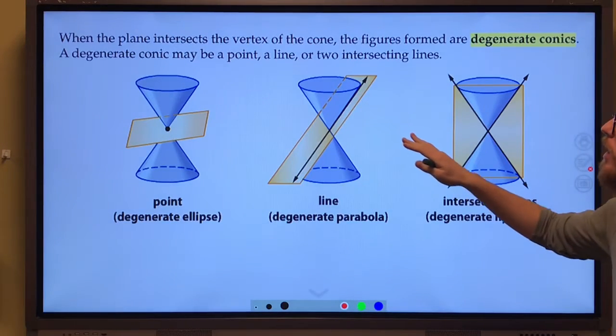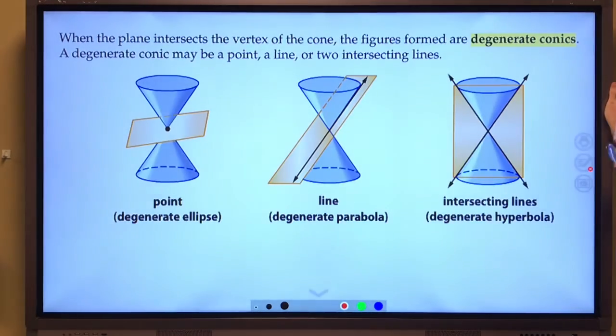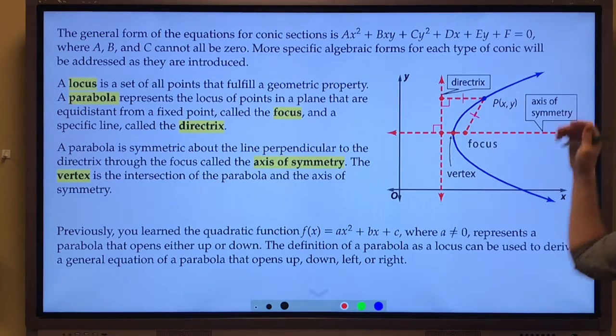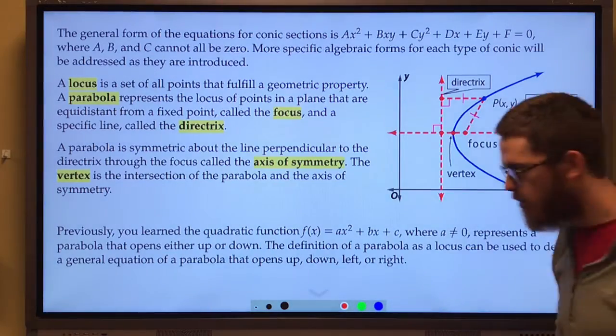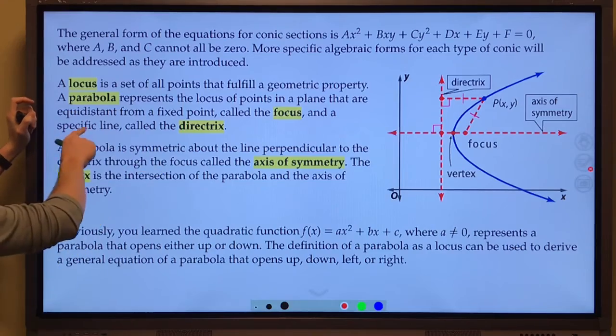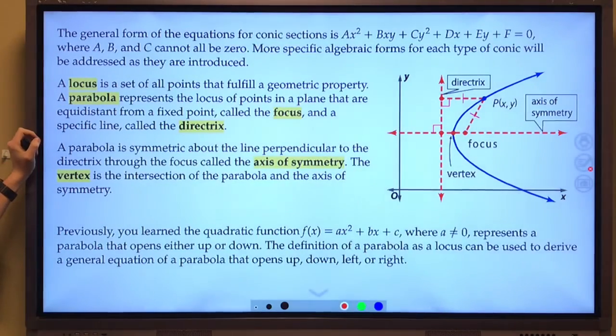We also could have the plane intersect the vertex of that cone. These create degenerate conics, not exactly what we're looking at today. Okay, so a lot of vocabulary for us, a lot of vocabulary. A locus is a set of all points that fulfill a geometric property. A parabola represents the locus of points in a plane that are equidistant from a fixed point called the focus and a specific line called the directrix.